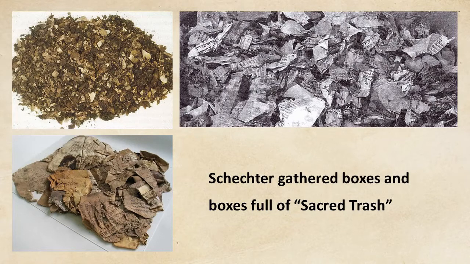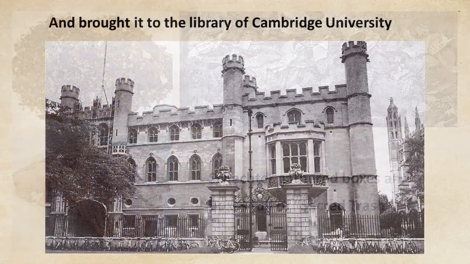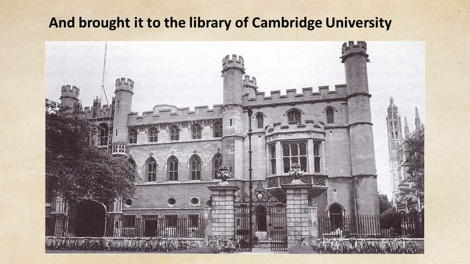Some is just garbage, and you can only see a few letters maybe on it. But everything was kept, and they call this sacred trash later. There's a book actually called Sacred Trash, which is the story of the Cairo Geniza. And they bring it to the library of Cambridge University.